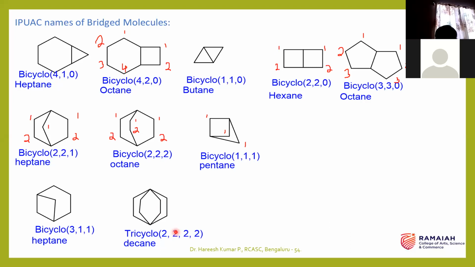Now I will go for a conformational analysis in bridged molecules. What you can observe here is a bicyclic molecule. In this bicyclic, you can observe that this is a 6-membered ring, so the chair form is the more stable one. And this is a 4-membered ring, envelope form.